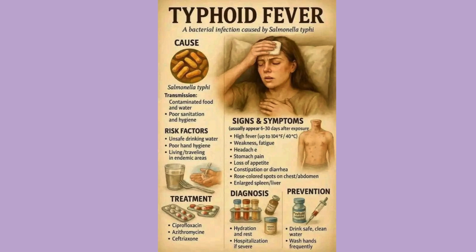The classical symptoms are high fever up to 104 degrees Fahrenheit, or 40 degrees Celsius. Then you have weakness, fatigue, headache, stomach pain, loss of appetite, constipation or diarrhea. Then you have rose-colored spots on the chest or abdomen of the patient. Then you have an enlarged spleen or liver.